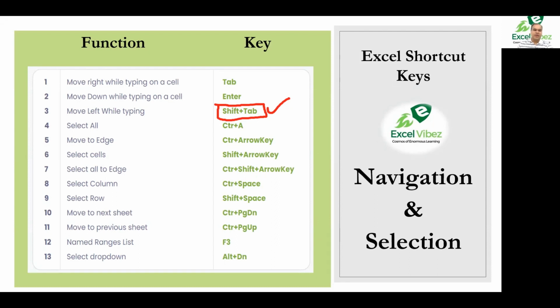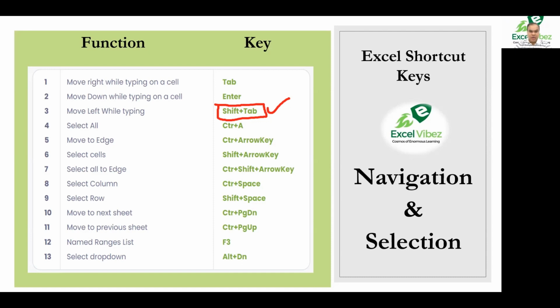So we are talking about shift and tab. It will take you towards the left. Let us discuss all these shortcut keys and then we will see it practically. Control A selects all. A is for all, you can remember like that. When you press Control and an arrow key, you can move to the edge of the data. So suppose I've written some words in some cells, and you want to move from one word to another. You can press Control and an arrow key, and it will directly take you to that word.